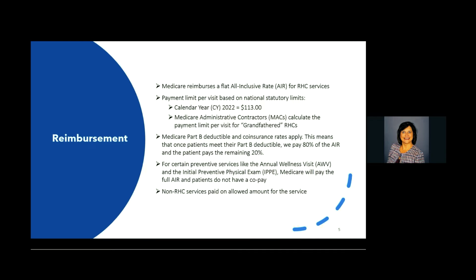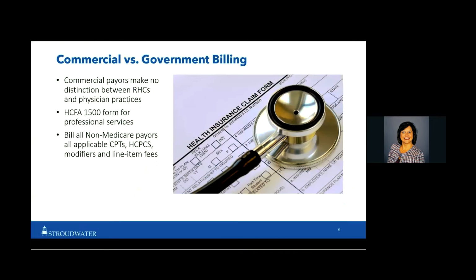Now, commercial, as I said before, commercial versus government billing. Commercial payers make no distinctions between an RHC and physician practices. So for the commercial payers, when you speak to them, there may be some that do, but most of the time they don't make the distinction, and you just still bill the services on the 1500 form for professional services. And then you bill all non-Medicare payers and applicable CPT, HCPCS codes, modifiers in the way that you would bill for a physician practice.